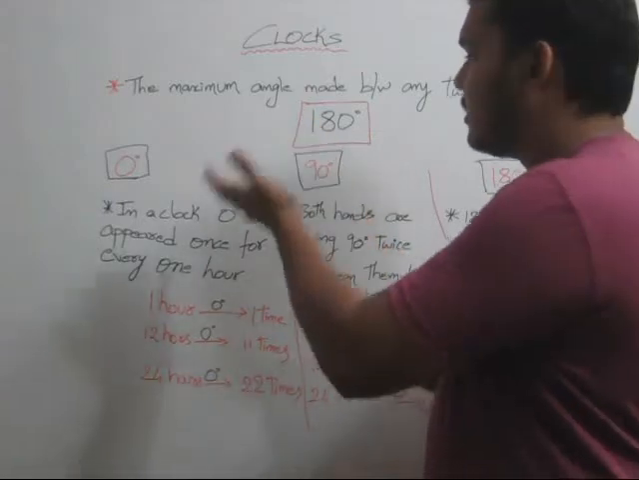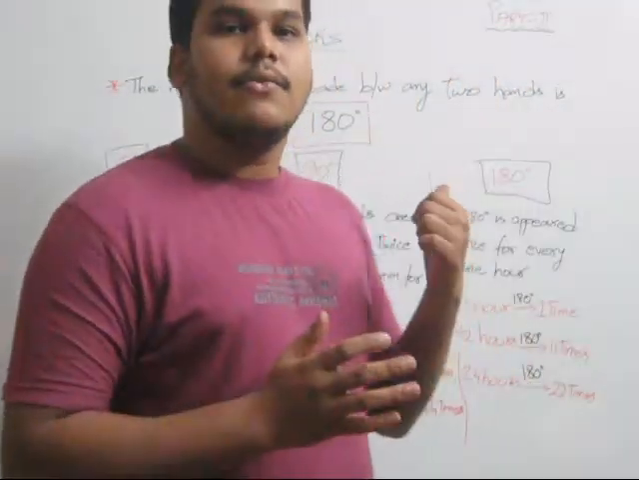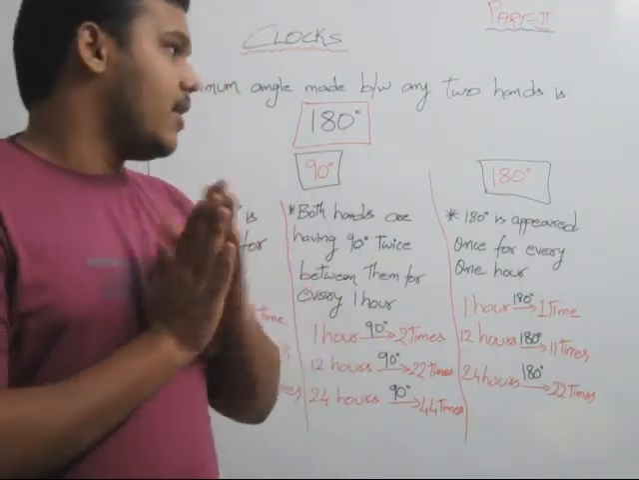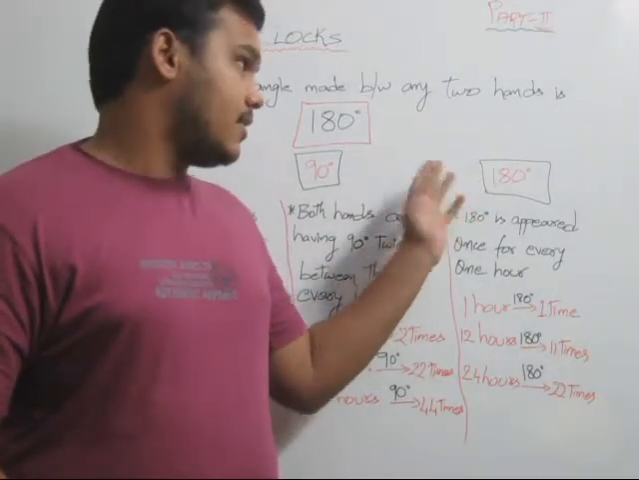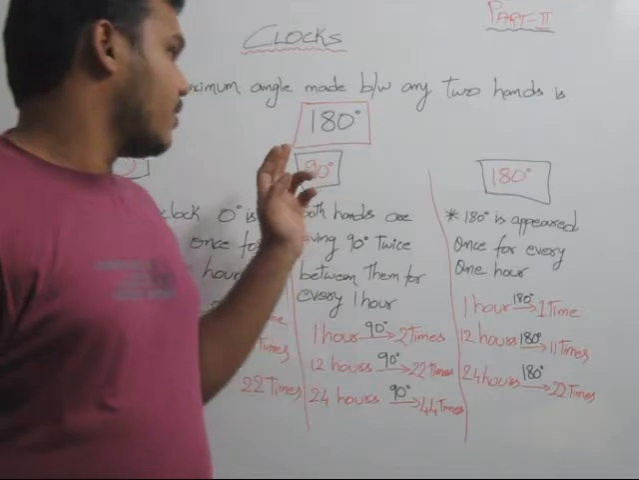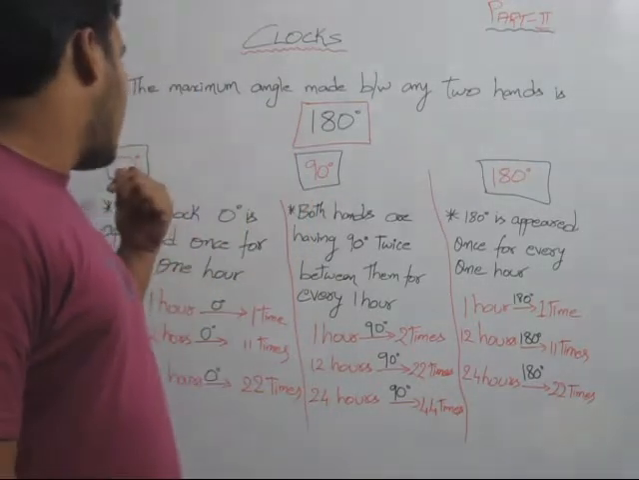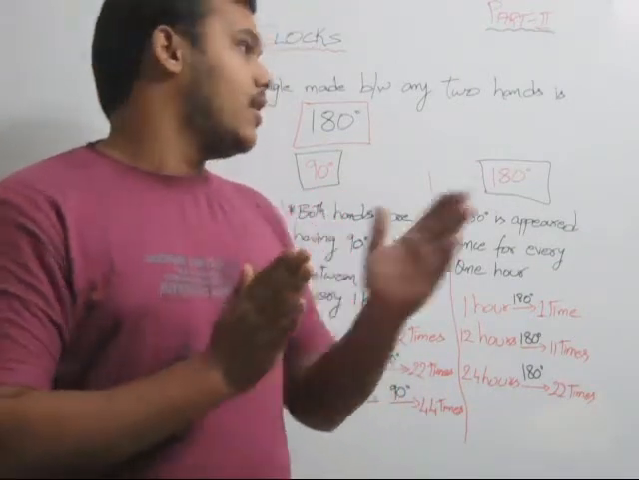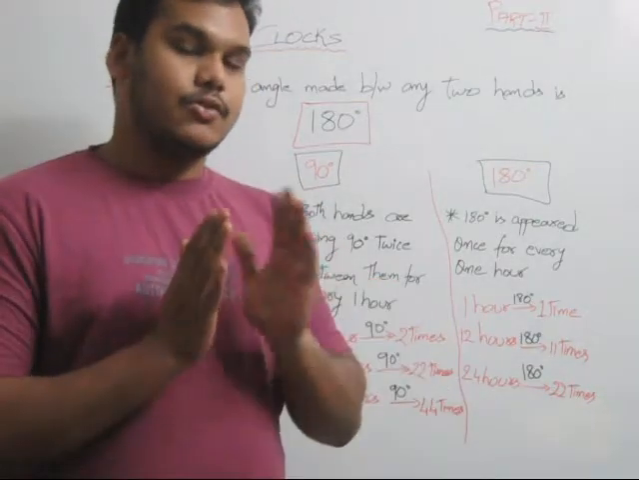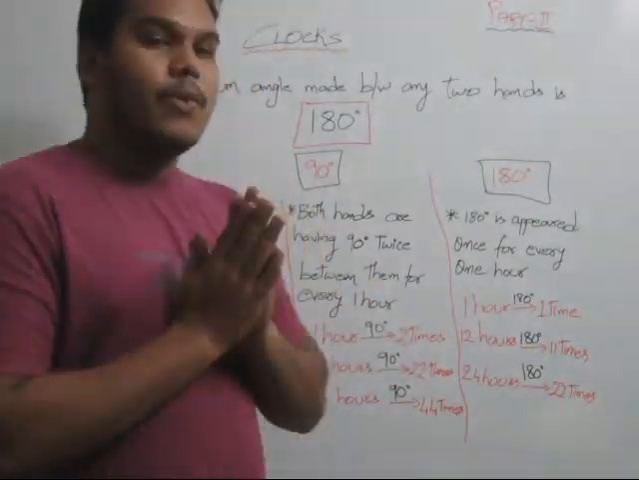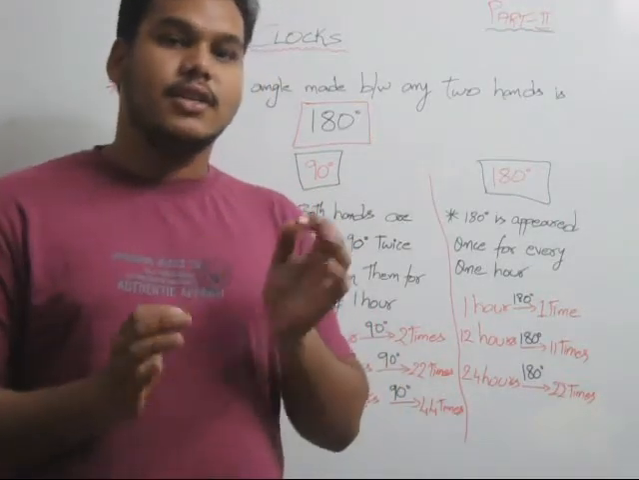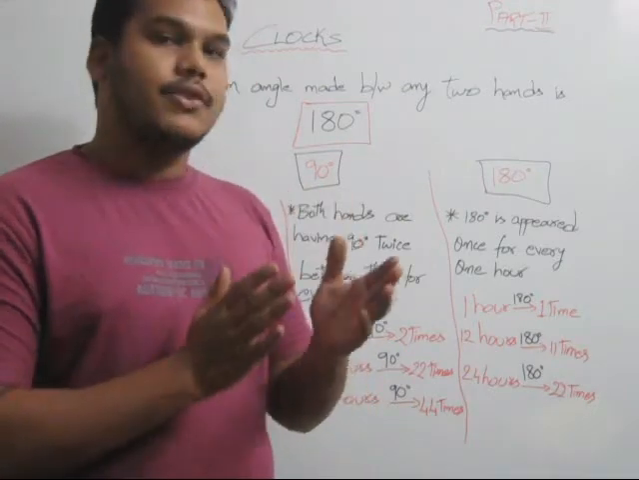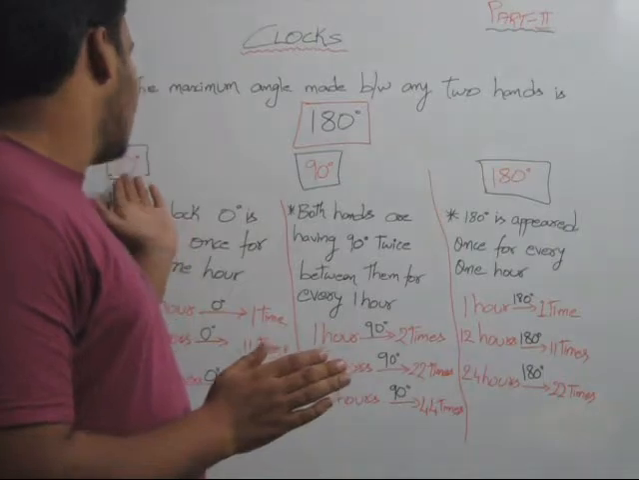I have highlighted these three angles because they are very important in view of the questions expected in the exam. 180 degrees can be termed a straight line, 90 degrees a right angle, and 0 degrees when the two hands are overlapped or crossed over each other. Questions can be asked when the two hands are on a straight line, or when the two hands are at a right angle. In this manner the questions can be expected in the exam. This is the reason why I highlighted 180, 90 and 0 degrees.